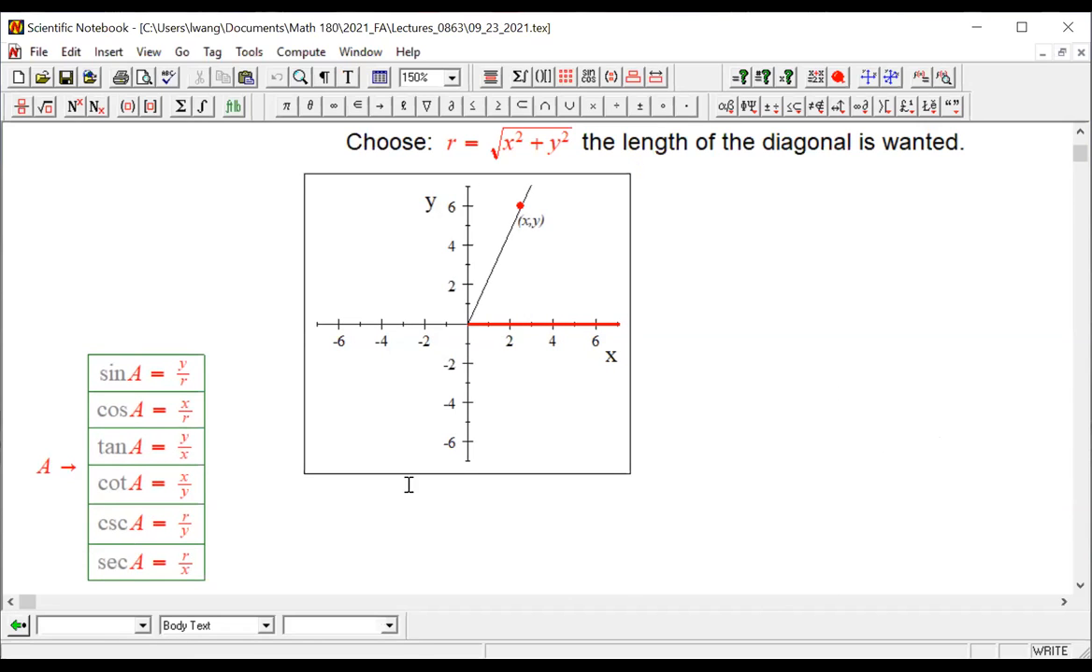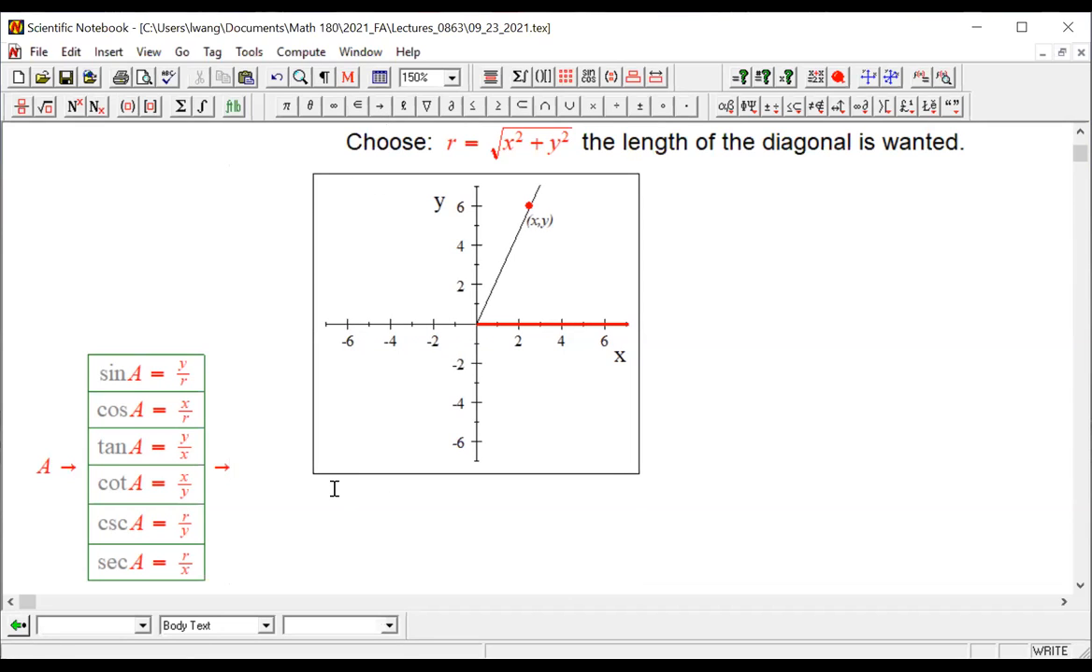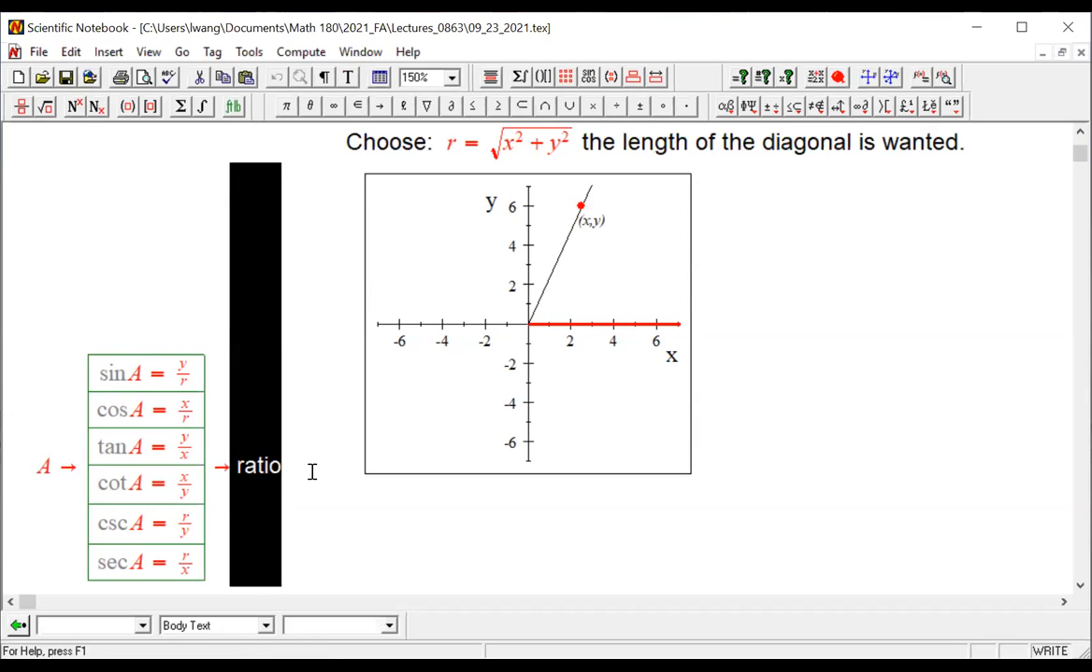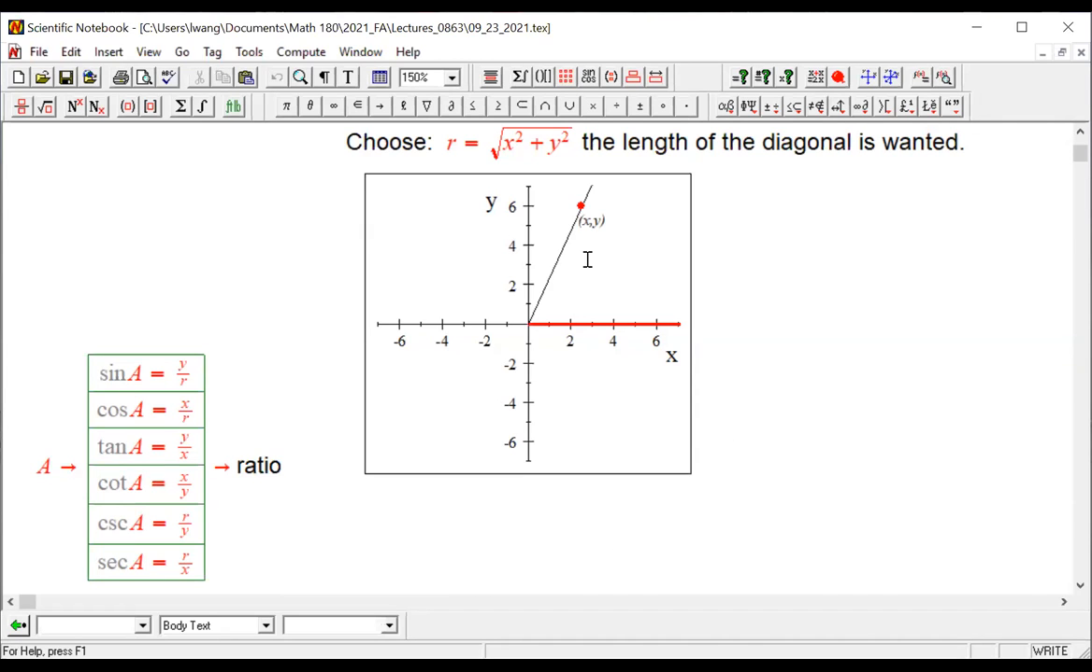So that's a definition. So what are the outputs? The outputs are just different kinds of ratios. So inputs are angles for these 6 functions. Outputs are ratios, and ratios of various sorts. Okay, so let me bring back the graph, right? Let's bring back the graph.